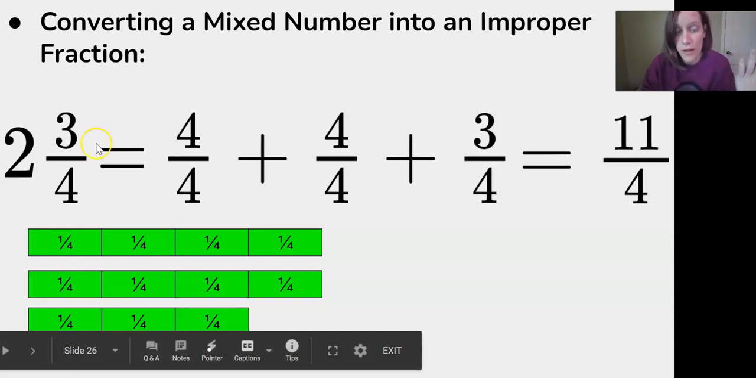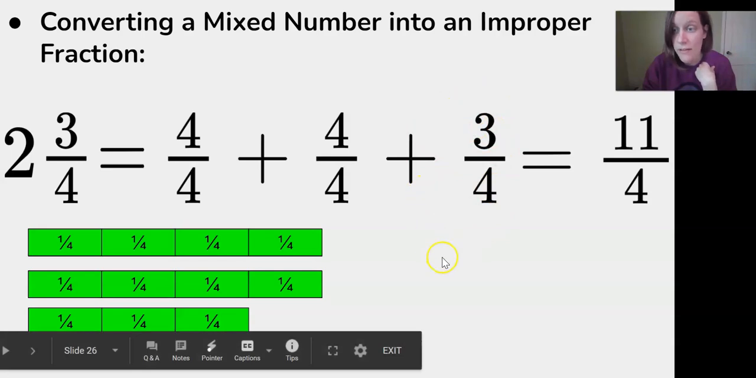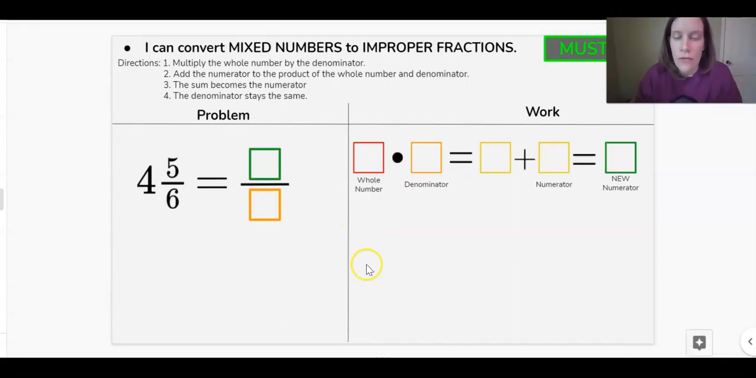So when we do this work, instead of writing this out all the time, we're going to take that whole number and just multiply it by our denominator, and then we will add the fraction at the end. So let's see what that looks like. So here is an example of what you're going to be doing. Your slides look just like this.